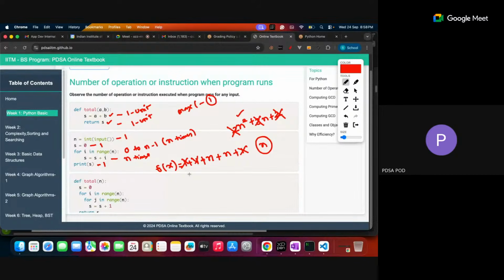Similarly, for this function, 1, 1, 1 plus 1, n plus n, then 1. Here, constants are ignored. What is the highest asymptotic notation here? N. So this particular function is also n times. Is it clear? Now we are coming to the next function. Sir, it's time for big O of n. No, forget about big O. It's n times. Big O, omega, and theta we'll talk about in the second week. Right now, this function is taking how many units of time, right?